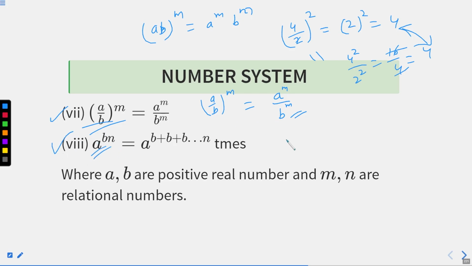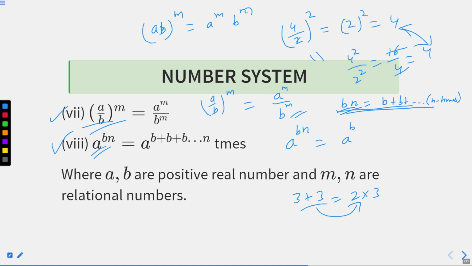If you see this, it says a raised to the power bn. We know bn is equal to b times n, which I can rewrite as b added to itself n times. Otherwise, in another sense, like 3 plus 3 is 2 times 3, I can rewrite it like this. In a similar way, I write bn as b adding n times, so b plus b plus b till n times.